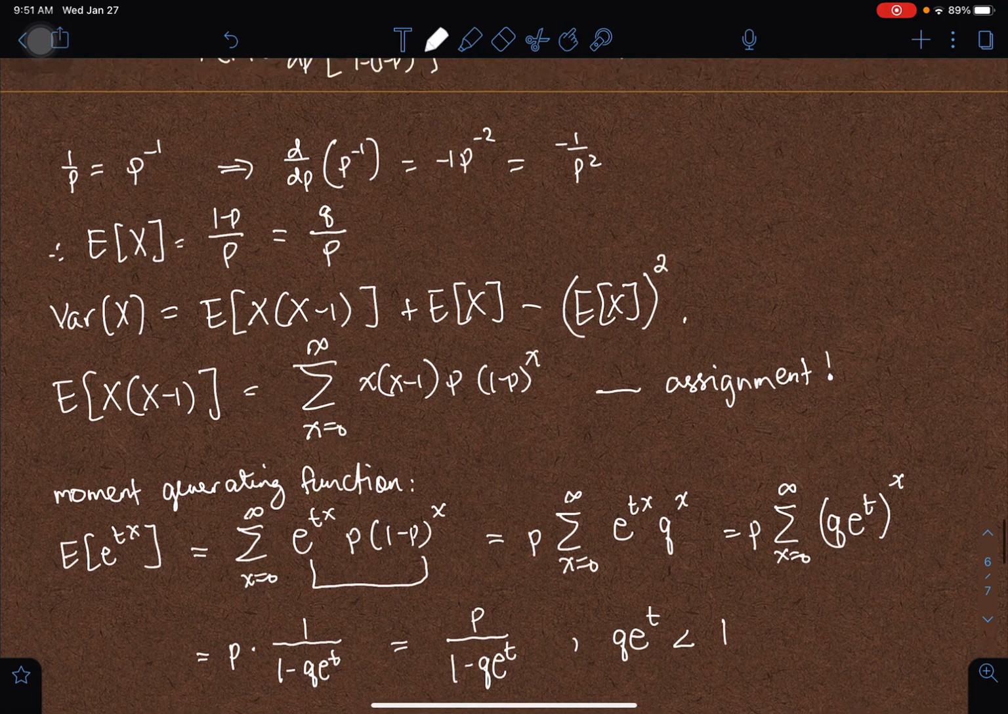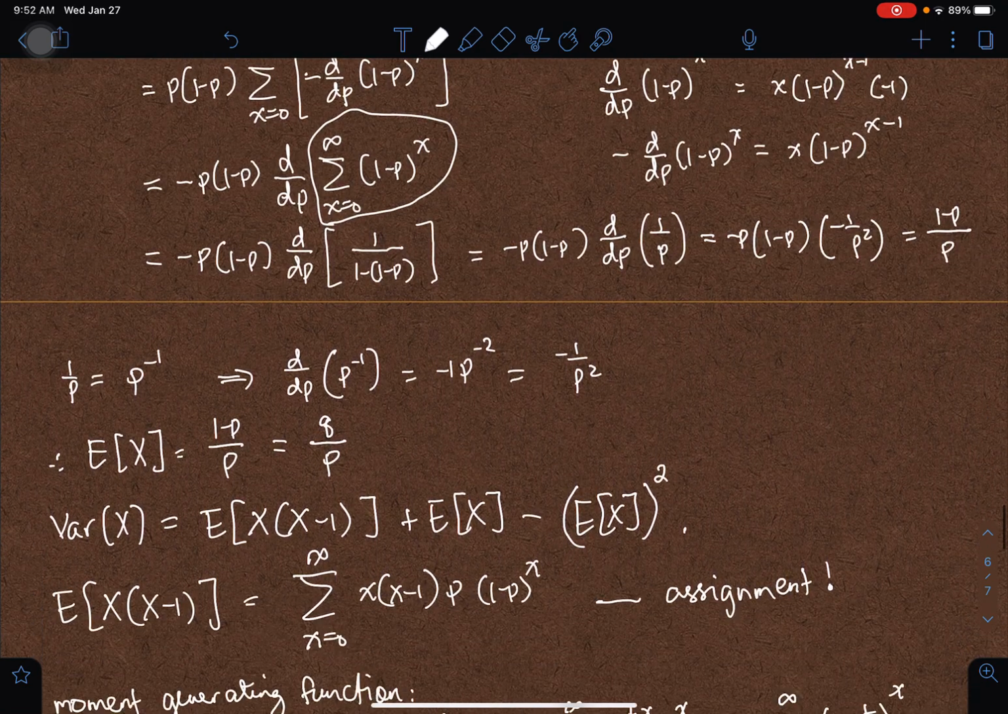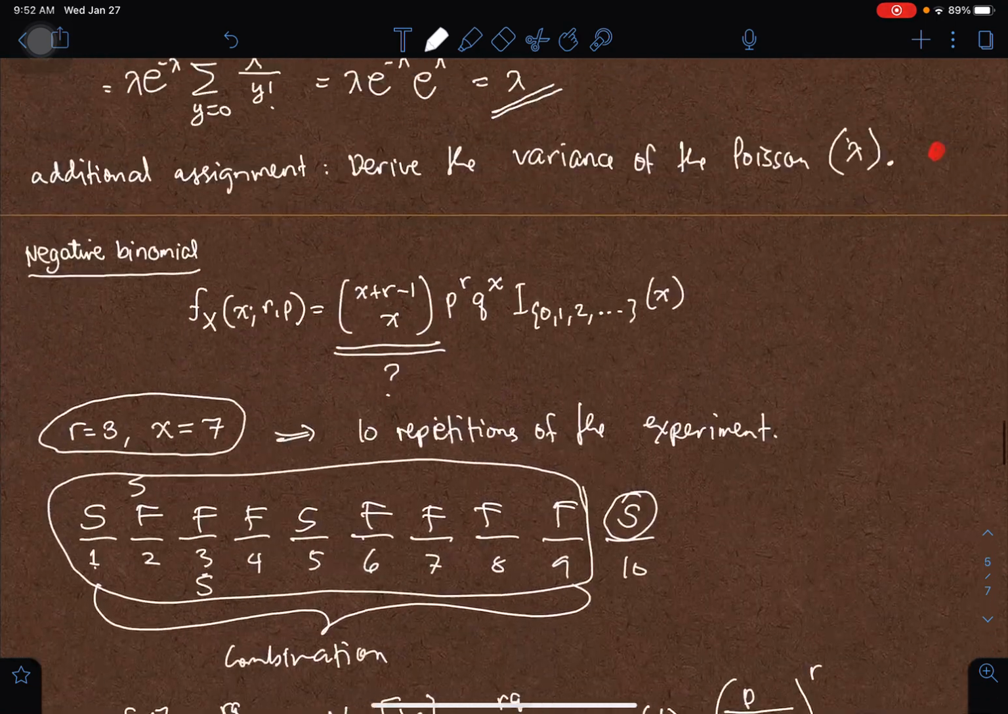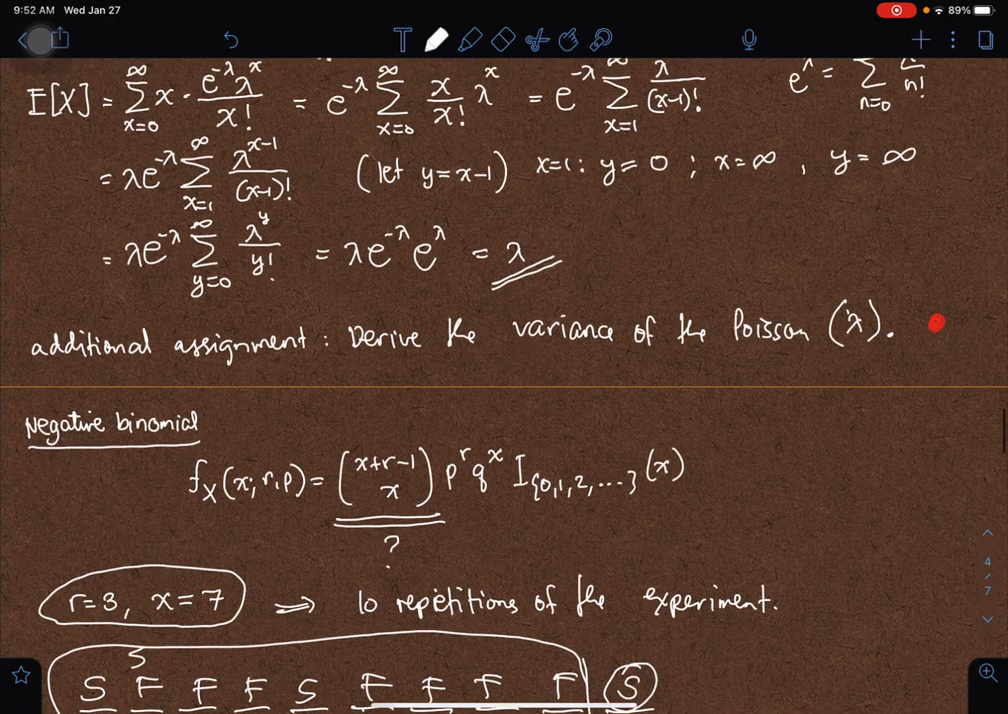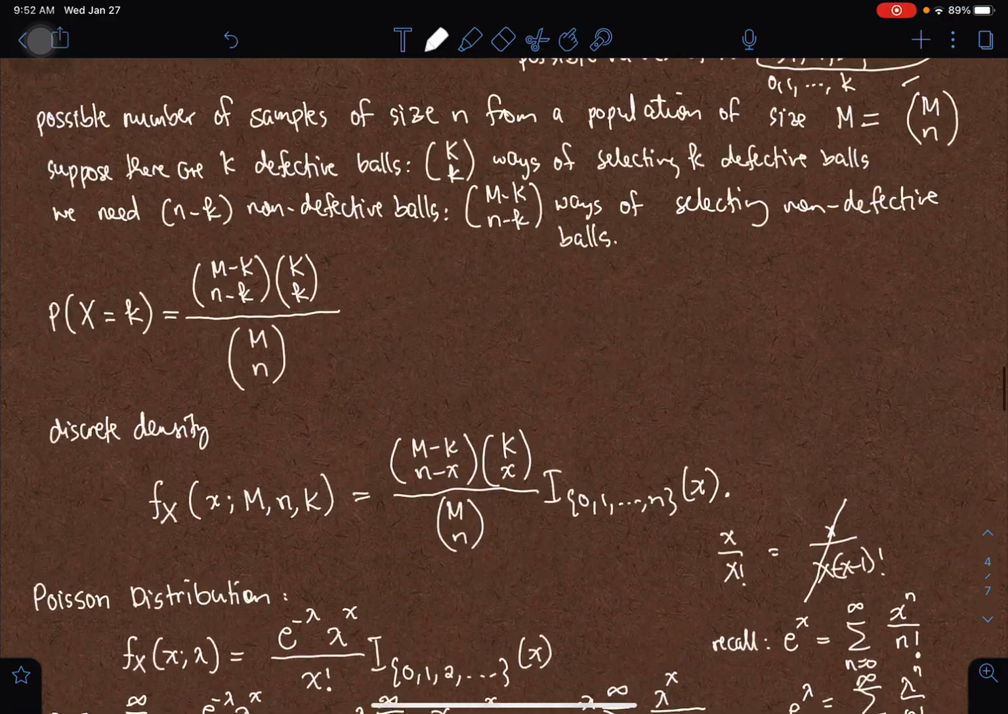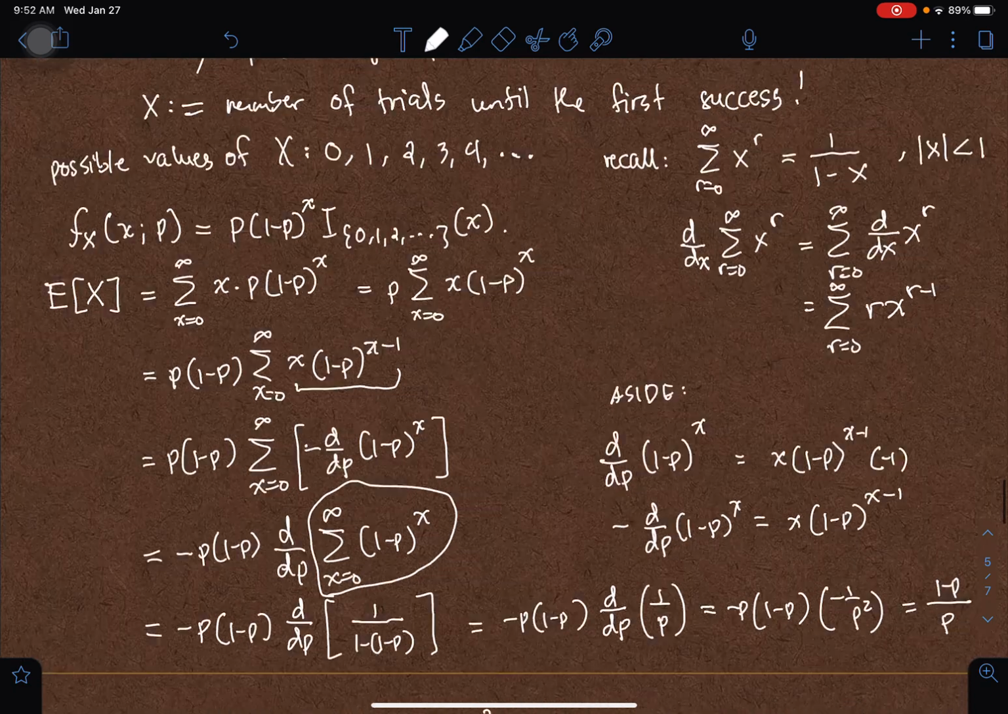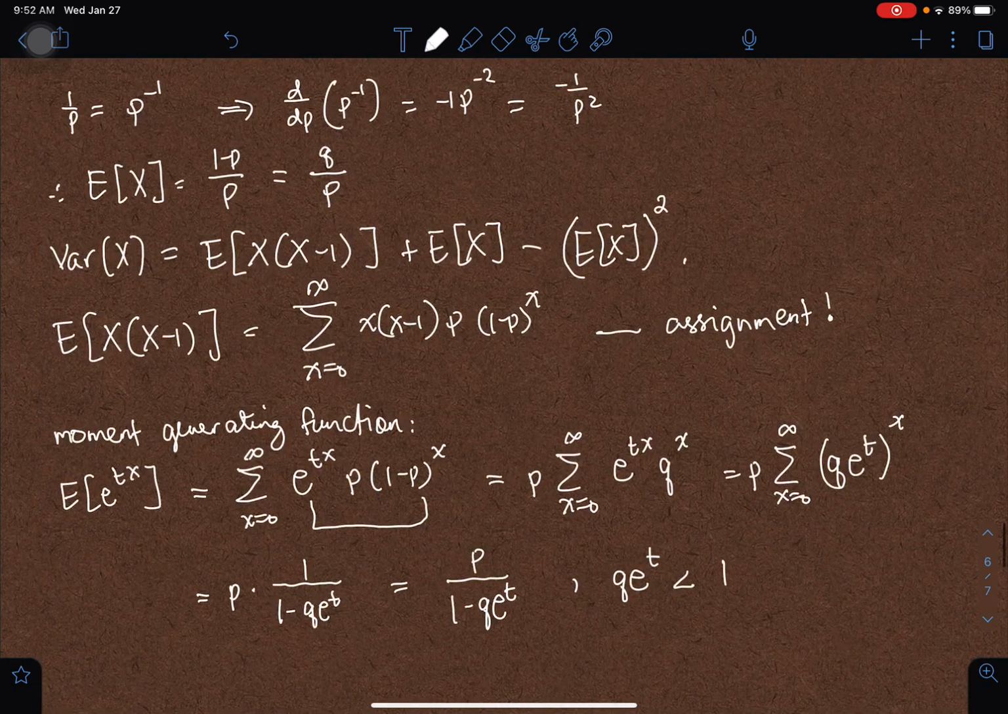Okay, so how many assignments do you have already? This one. And the variance of the... no, not that one. Anyway, I'm going to post your assignment in MS Teams, guys.